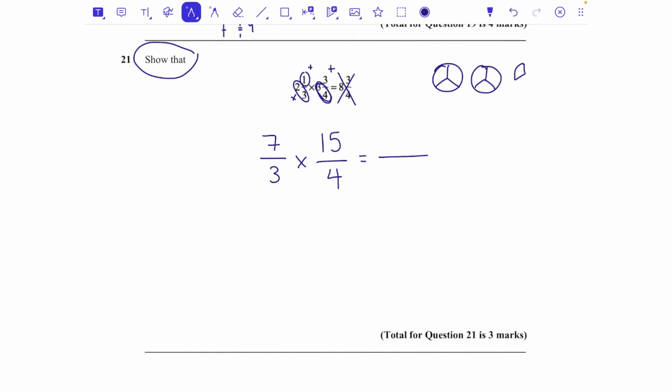So 7 times 15, let's just do that over here. 15 times 7. Now 7 times 5 is 35. 7 times 1 is 7. Add the 3 is 10. So 105 divided by 12.